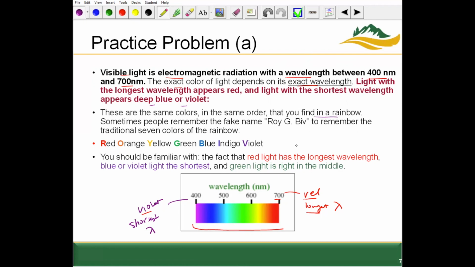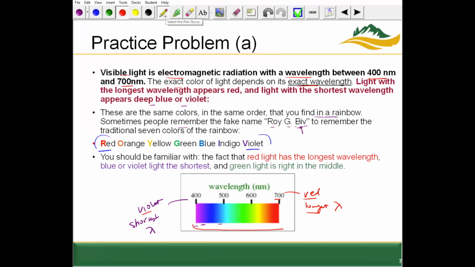These are indeed the same colors we see in a rainbow. Sometimes people say Roy G. Biv to remember that indigo is in there as well. It's not just red, orange, yellow, green, blue, purple. It's blue, indigo, violet. Blue, sort of an indigo, is like a deep blue, purple, and then violet. So Roy G. Biv is one way to remember the order of visible wavelength, longest to shortest wavelength.